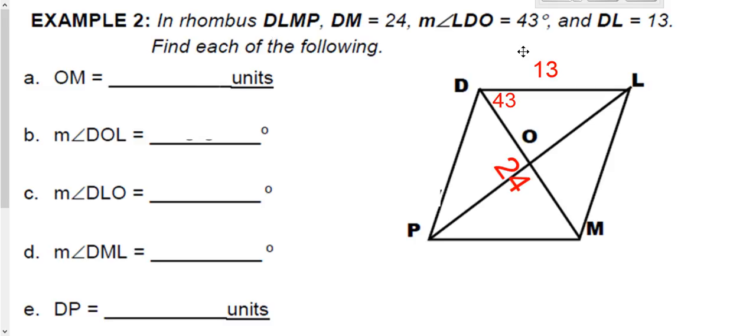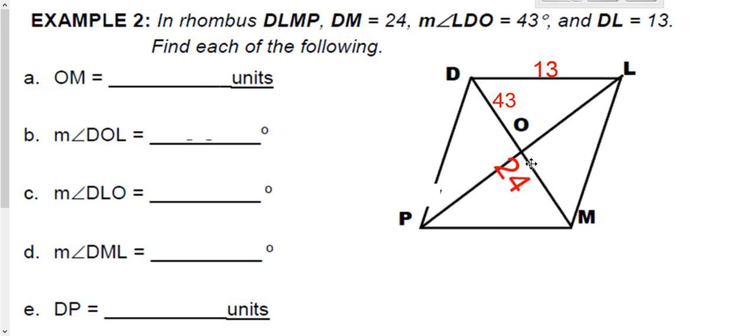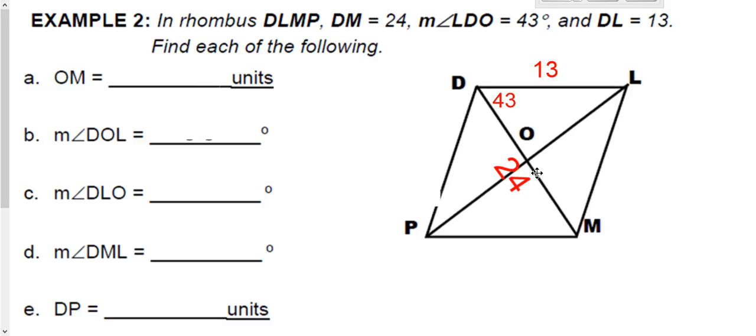For this one, I put the information into the rhombus. DM equals 24, so DM, that whole diagonal right there, is 24. Whoops, moved a little bit. What else do we have? Angle LDO. So we go from L to D to O. This corner right here is 43 degrees. And then DL, this side on top, is 13.